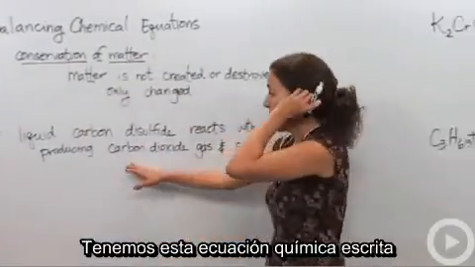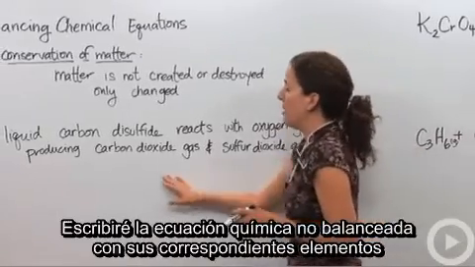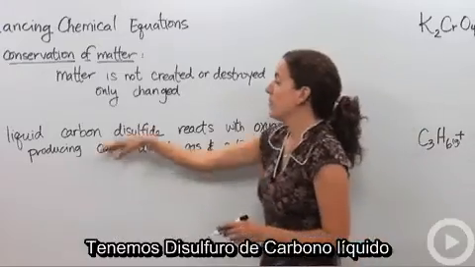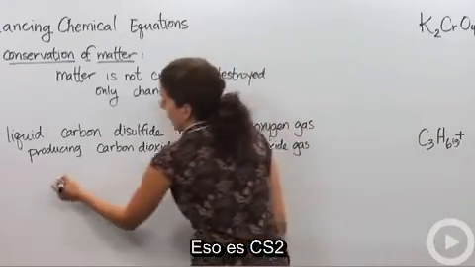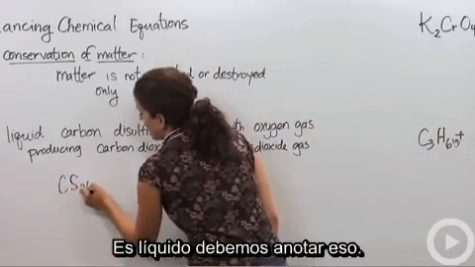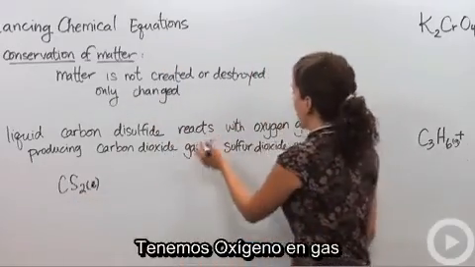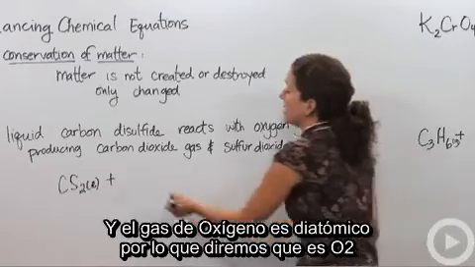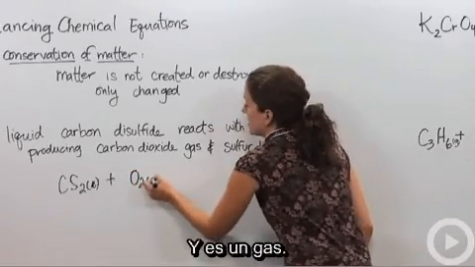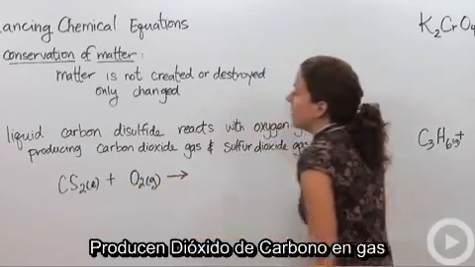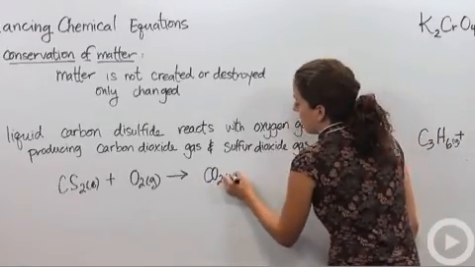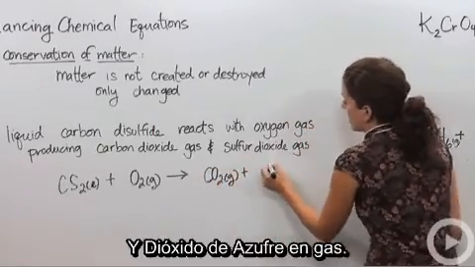Let's deal with this. We have this written chemical equation, and I'm going to put that into a skeletal equation, or the actual chemicals. So we have liquid carbon disulfide. That's CS2. It's a liquid, so we have to denote that. It reacts with oxygen gas, and oxygen gas is one of our diatomics, so we're going to say it's O2, and it's a gas. It yields or produces carbon dioxide gas and sulfur dioxide gas.